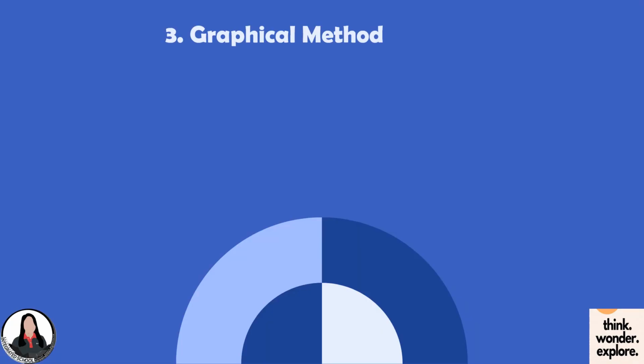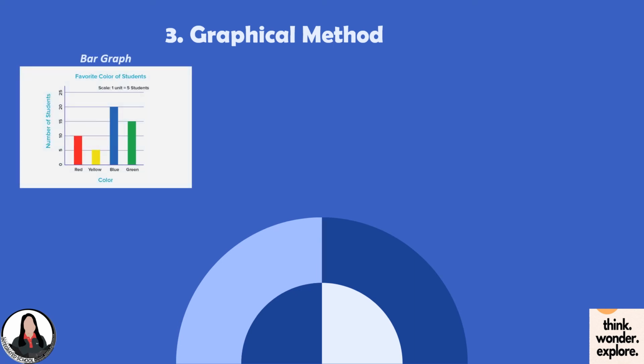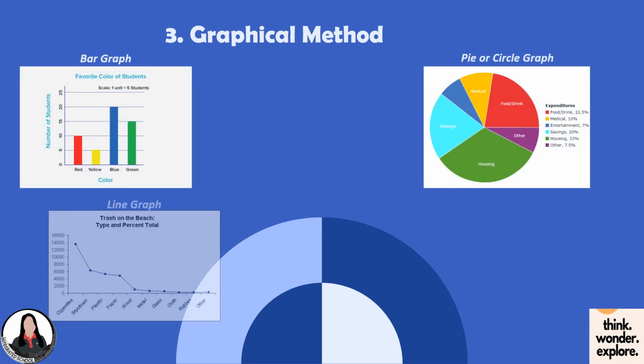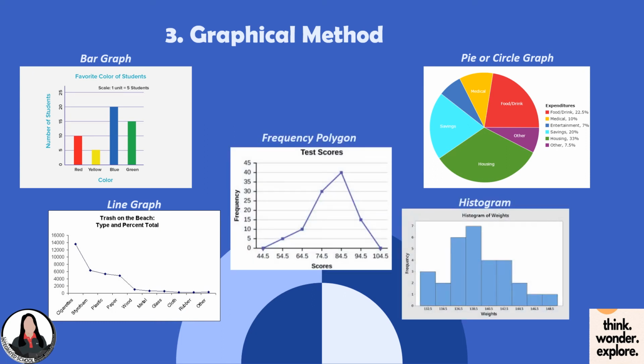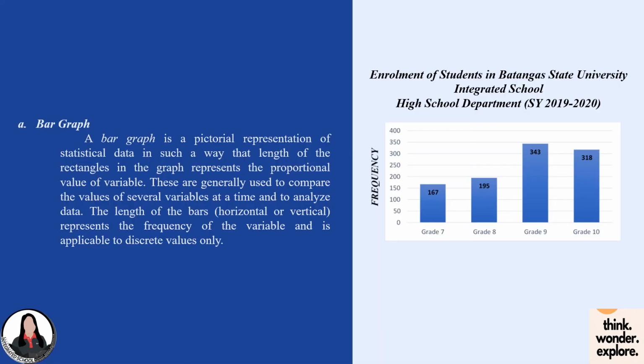Okay. So, for the last one, we have the graphical method. So, kanina na-discuss natin kung ano ang iba't ibang types ng graphical method. We have the bar graph, the pie or circle graph, line graph, histogram, and the frequency polygon. So, itong limang ito ay nagkakaiba-iba depende sa gamit at kung paano ipapresent yung data. So, the first one is the bar graph.